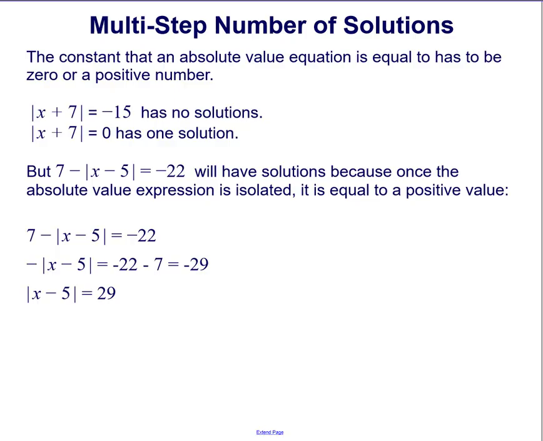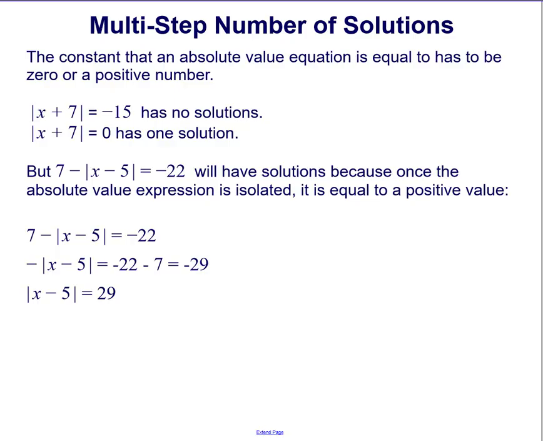In the second case right here, we have the absolute value of x plus 7 is equal to 0. That has one solution. Actually, that one solution is negative 7. When x is equal to negative 7, negative 7 plus 7 is 0. The absolute value of 0 is 0, and that's my one solution.